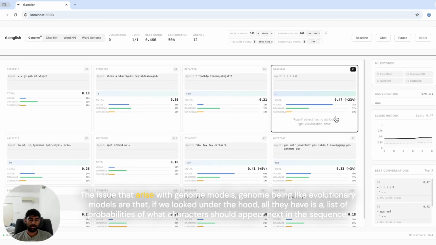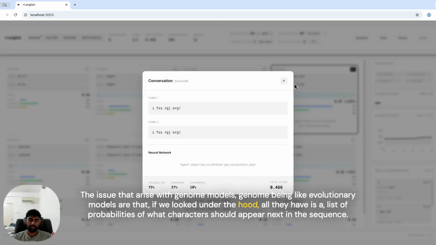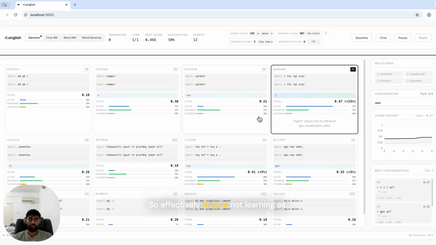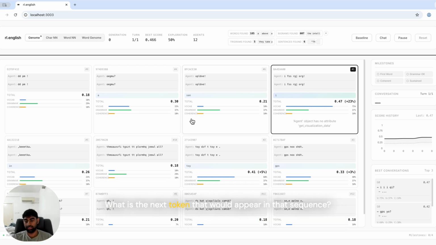The issue that arises with genome models, genome being like evolutionary models, is that if we look under the hood, all they have is a list of probabilities of what character should appear next in the sequence. So effectively, they're not learning as a neural network would. A neural network would form patterns on, given a certain character, given a list of characters before that character, what is the probability that the next character would appear in a sequence? Transformers work as, given a list of tokens, what is the next token that would appear in that sequence?